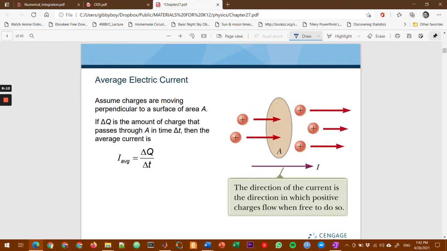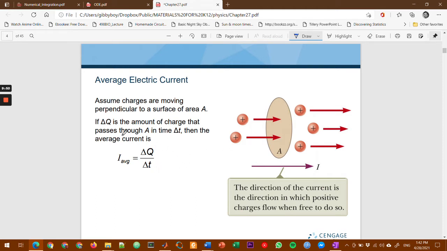So pictorially, the current can be viewed as shown in this figure. So to keep things simple, we assume that the charges are moving perpendicular to a surface of area A. Okay, so naa siya din surface area A. So the charges, in this case, are positive, so they are moving in this direction. So that's perpendicular to the surface, and we can actually designate current as counting the amount of charge flowing in this area for a given amount of time.